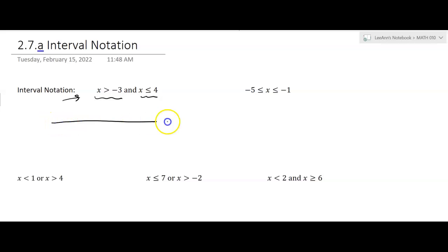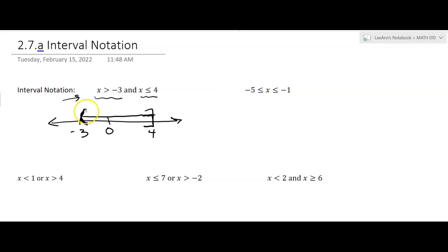Well, on a number line, what that looks like is here you are at -3 and here you are at 4. And what we're saying is we want all the numbers that are greater than -3, but they're also less than or equal to 4. So we're talking about all these numbers shown in this graph here.